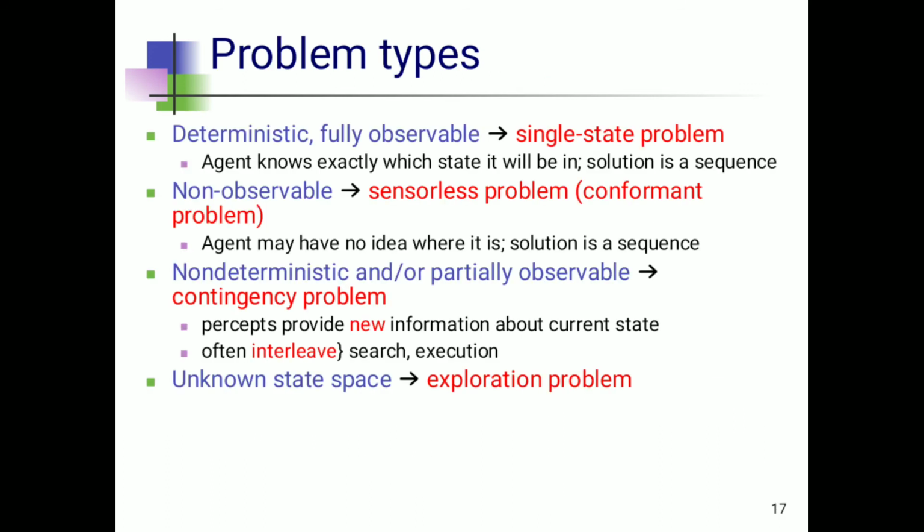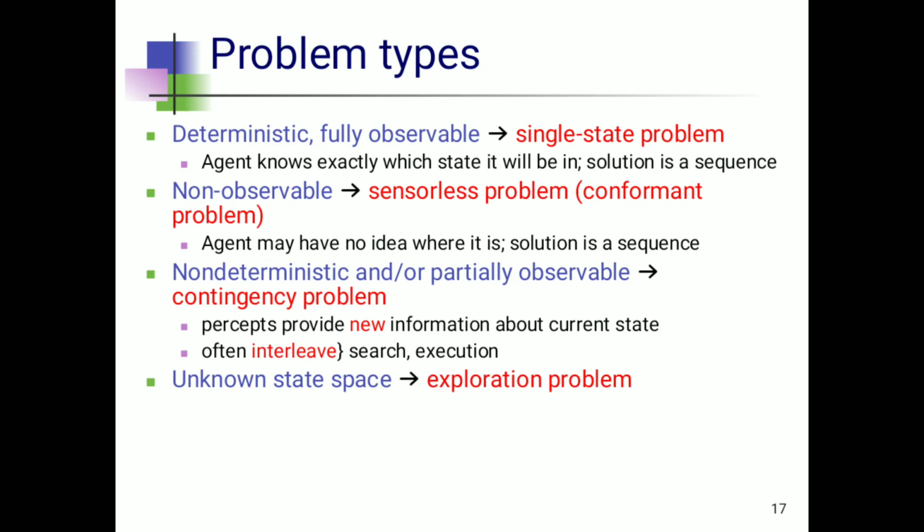Now we'll see the problem types. The first one is deterministic, fully observable, which implies it is a single state problem. The agent knows exactly which state it will be in. The solution is a sequence. So in this example, we know exactly which city the agent is in. Currently he is in the Arad city. Then when he performs the action, he will reach the next city, then the next city, like this. So every time the agent knows its location. Therefore this is the example of deterministic and fully observable.